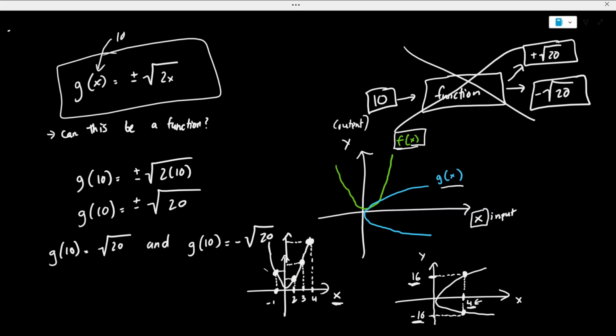That's not what a function is. You put in one input, you're supposed to get out one output. Over here, this violates the function definition because you're getting two outputs. So this is how you can tell whether something you have is a function or not. If it gives you more than one output for an input, then that's not going to be a function. If it gives you one output for your input, then that is going to be a function.